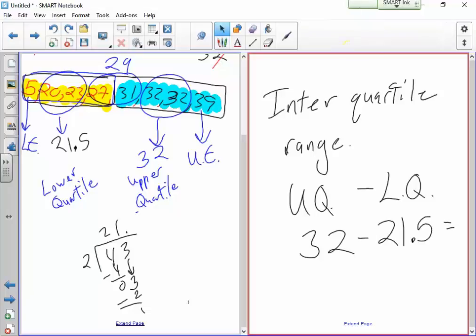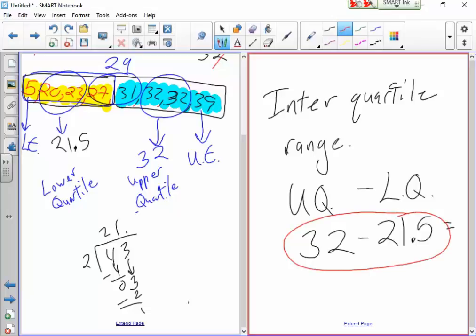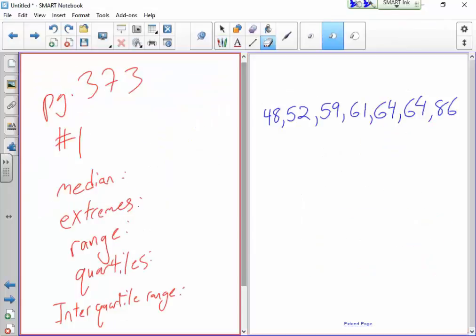Can I have you guys do 32 minus 21.5? 10.5. Is that agreed upon? Are we good? That's my interquartile range.